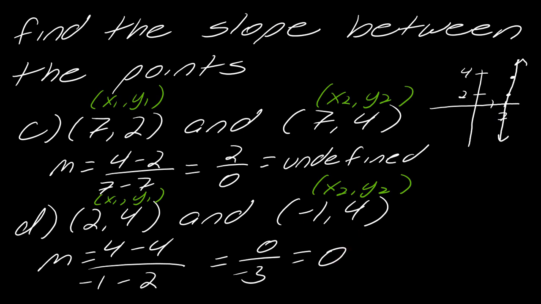And then for 0, let's compare with a really quick little drawing here. Let's pretend that this is 4 on the y-axis. Here's negative 1, here's 2. So here's -1, 4, and here's 2, 4. This gives me a horizontal line. So the takeaway here: a slope of 0 indicates a horizontal line, and a slope of undefined indicates a vertical line. That's the last thing you want to know about slope.